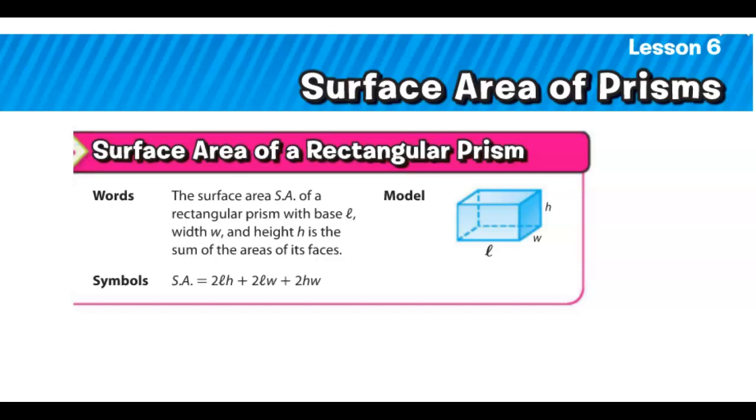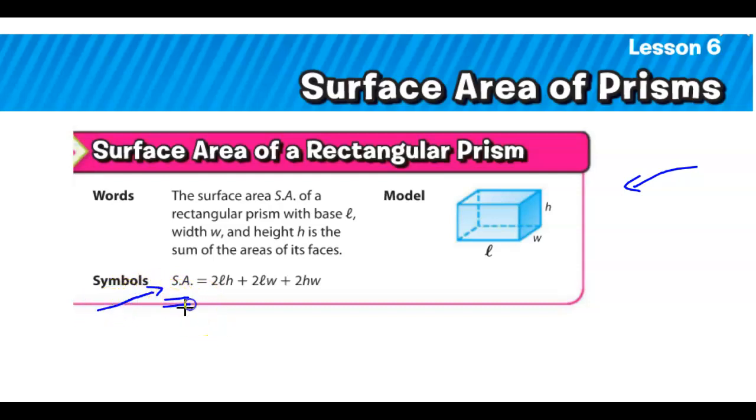All right, welcome everybody. Chapter 8, Lesson 6, Surface Area of Prisms and Triangular Prisms. I want to go through this first example that they have on the notes for us. If you take a look at the formula down here, it looks a little bit confusing. So let's go over this.